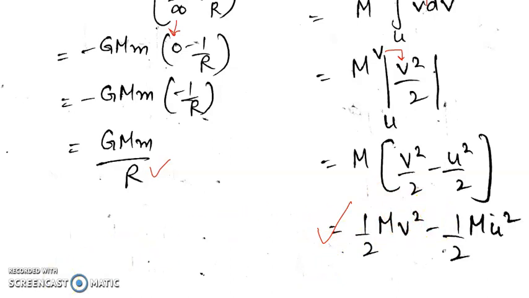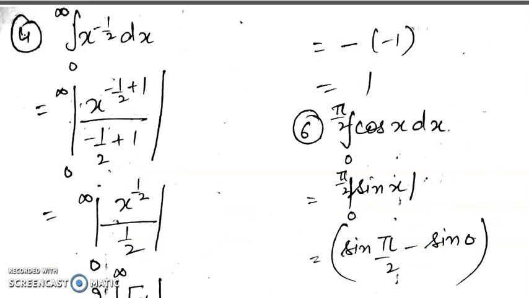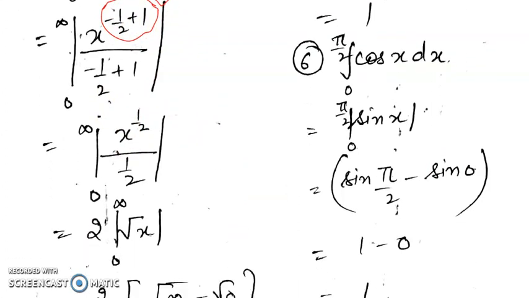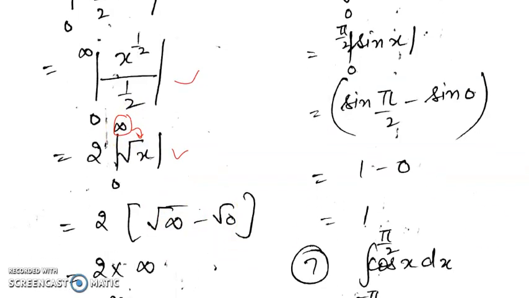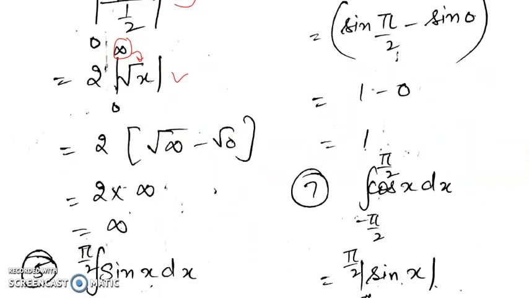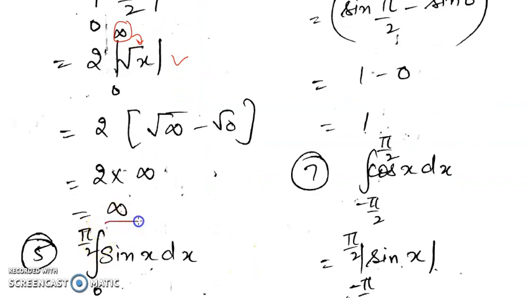This is your fourth question, x raised to the power minus half dx from 0 to infinity. Again, it will be integrated using the same formula, x raised to the power n plus 1 upon n plus 1. This is a very easy question. You can have a close look at the various steps. When we put the limit, it will be infinity root minus 0 root. Infinity root is infinity, and we will get the answer as infinity.